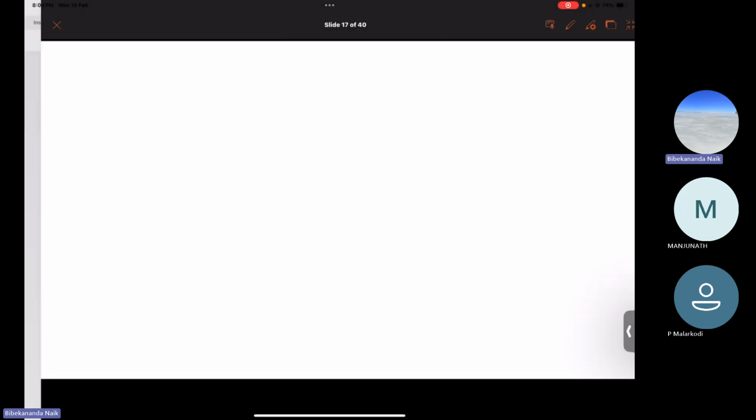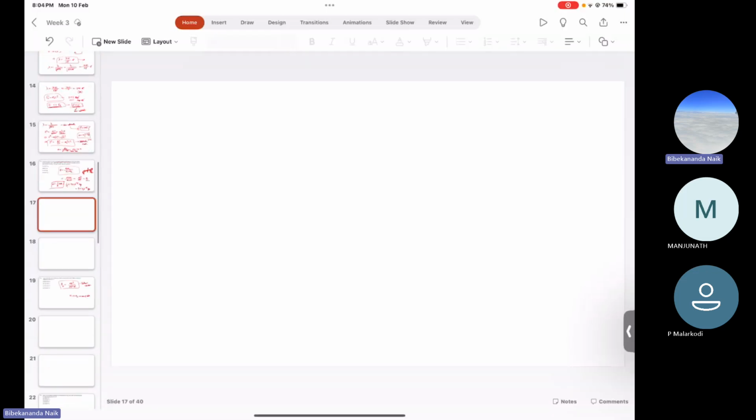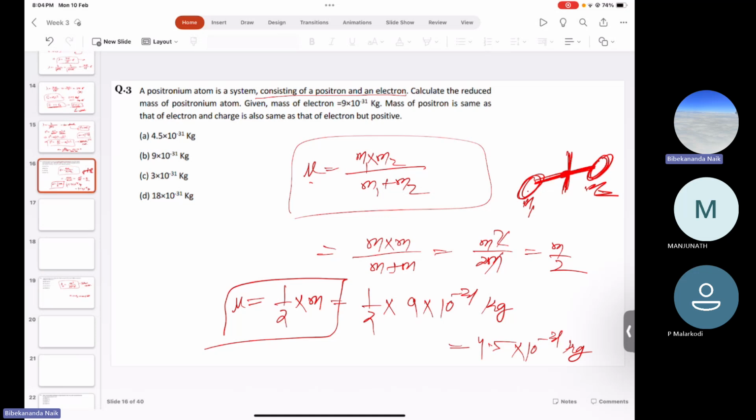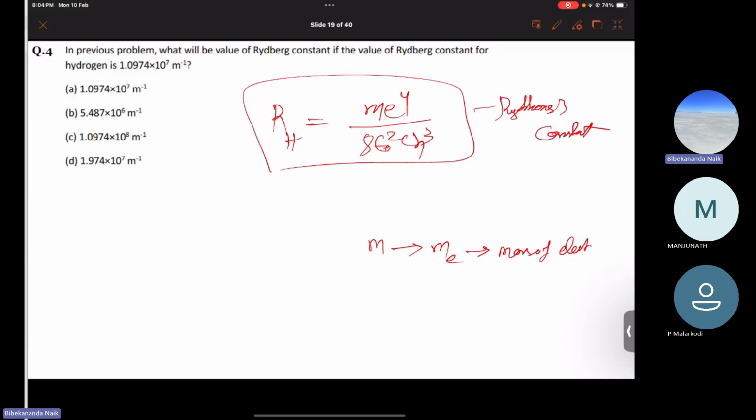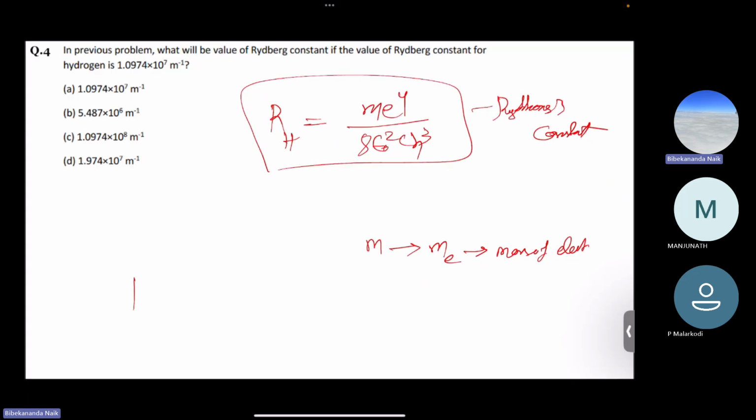Here it was a positronium system, and there the mass was m by 2. So in place of m we will use m by 2. That will be the new Rydberg constant, that will be for positronium. This was for hydrogen atom. Actually, initially I was explaining it wrong, because this question is related to positronium.